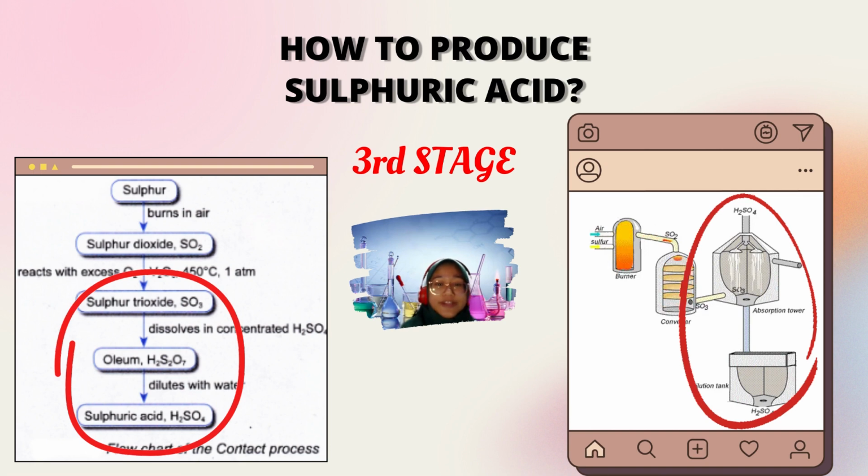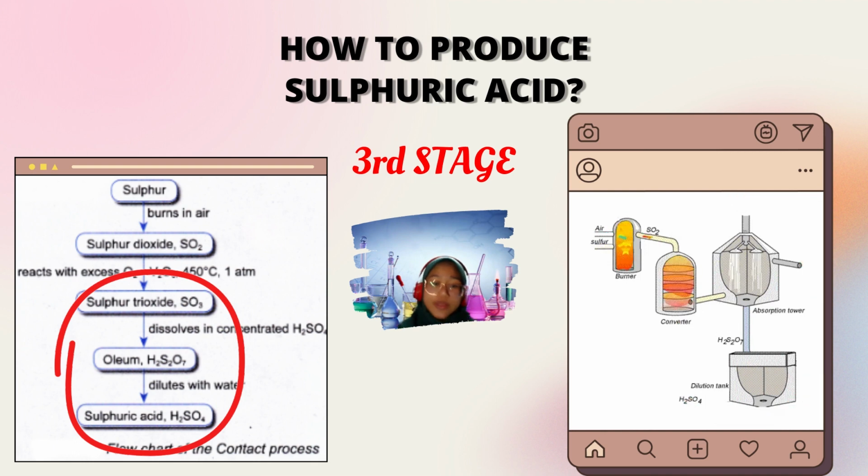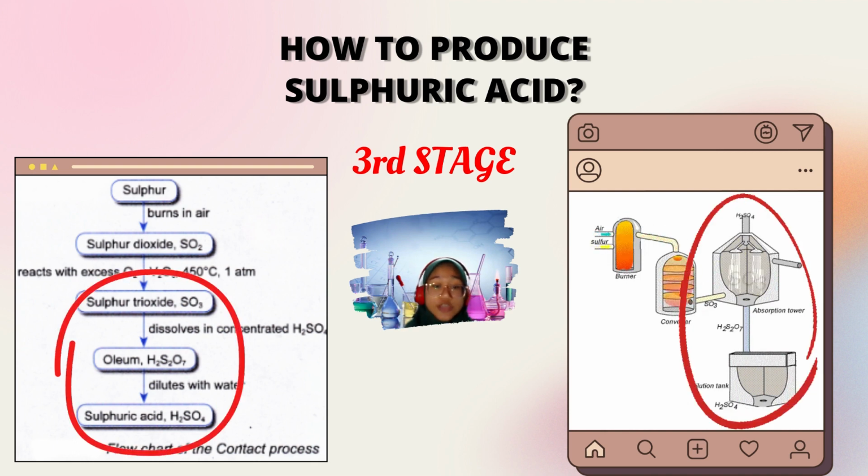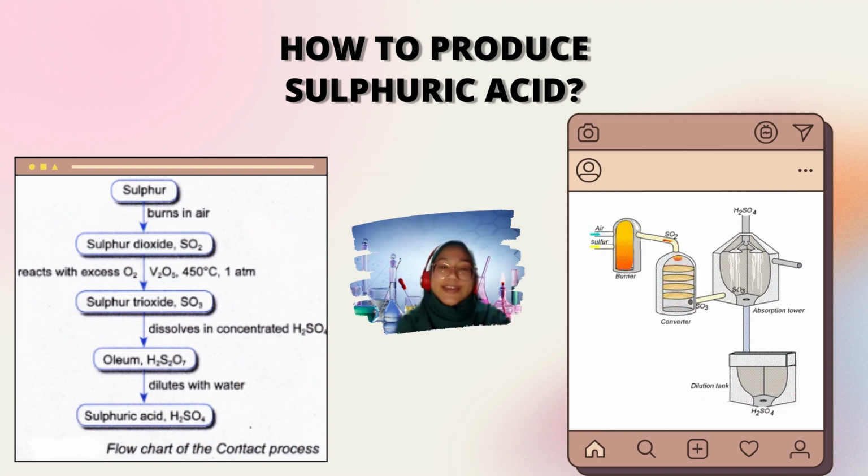The last stage is the preparation of concentrated sulfuric acid. Sulfur trioxide will react with concentrated sulfuric acid first because it cannot be dissolved in water directly. The product of the reaction is oleum. Oleum is then dissolved in water to obtain concentrated sulfuric acid.